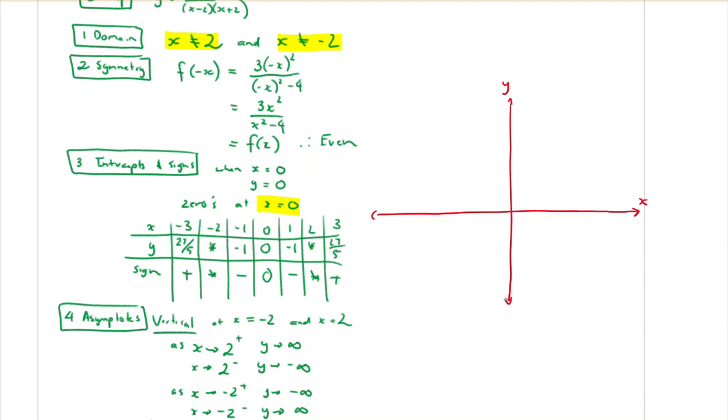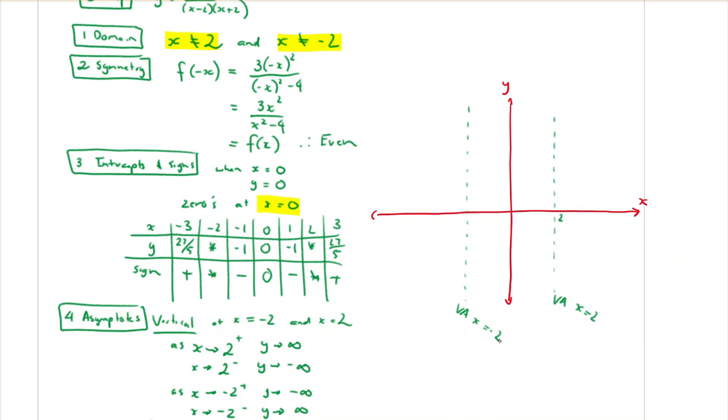Alright, from the beginning, I have got vertical asymptotes at 2. So vertical asymptote at x equals 2 and at negative 2. Oh yeah, thank you. Vertical asymptote. And negative 2. Thank you, Ben.